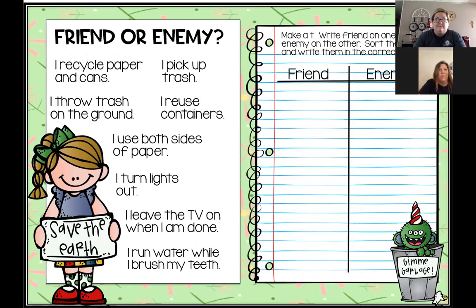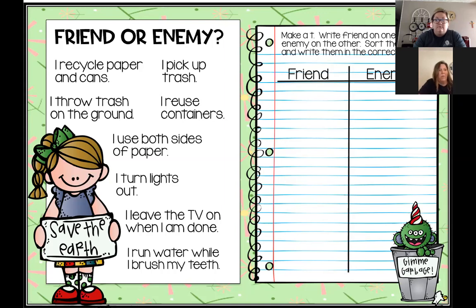It's a T-chart and we have friends or enemies. Are these things your friends for protecting the Earth or your enemies? So what you can do is just make a big T on a piece of paper, and you can write whether it's your friend or if it's your enemy. So example, I recycle paper and cans. Would that be a friend or an enemy? Okay, I pick up trash. Would that be a friend or an enemy? So you can do that for all of the sentences written down on that page.